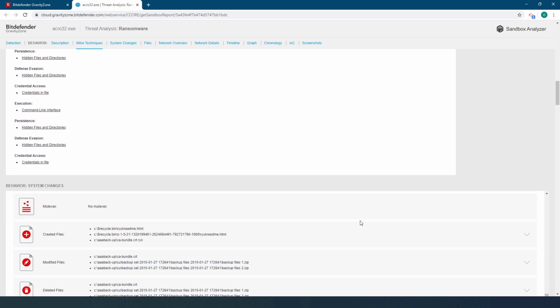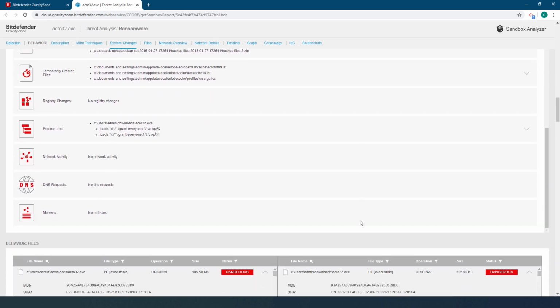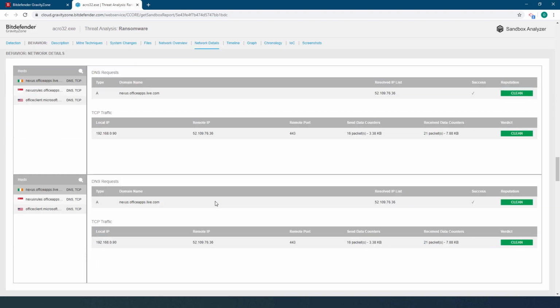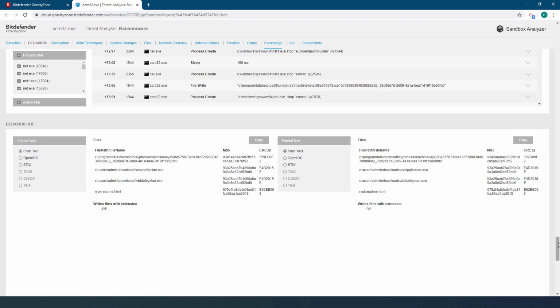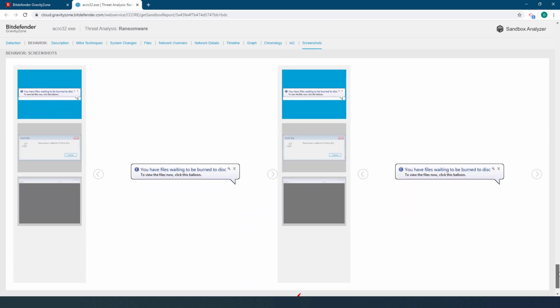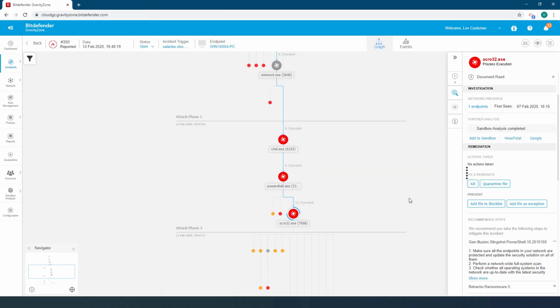We can see in this detailed sandbox report a lot of information about the system changes, about the behavior in terms of IOCs, and most importantly, we can also see what the end user experiences when the attack unfolds on his endpoint. Now that we've seen how we can do remediation and further investigation on the ransomware itself, let's see what options we have at the endpoint level.